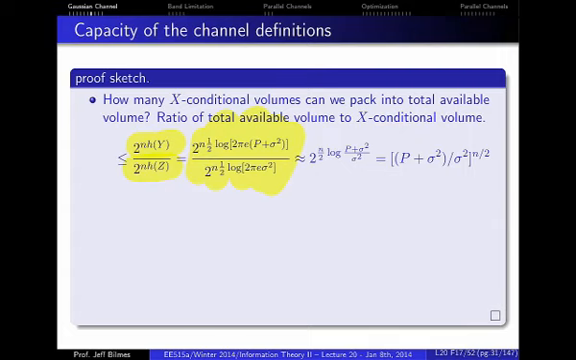Okay. And then when we cancel out all of the stuff, we've got that this is the number of small volumes that can fit into a big volume approximately. And then another way of writing it is this way. So again, it's very related to the signal-to-noise ratio.